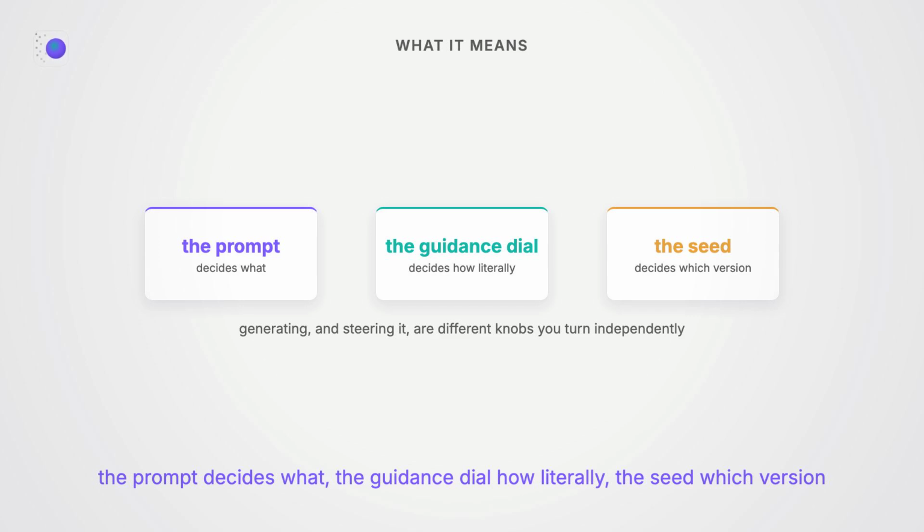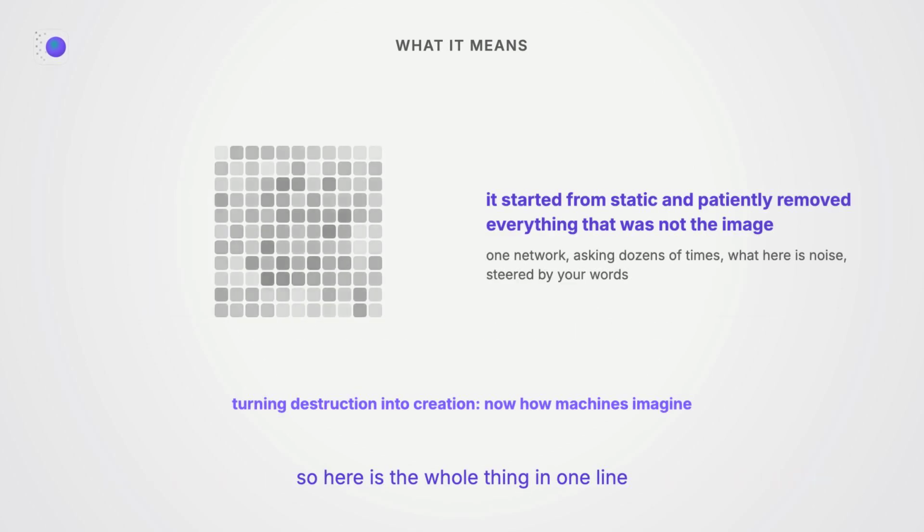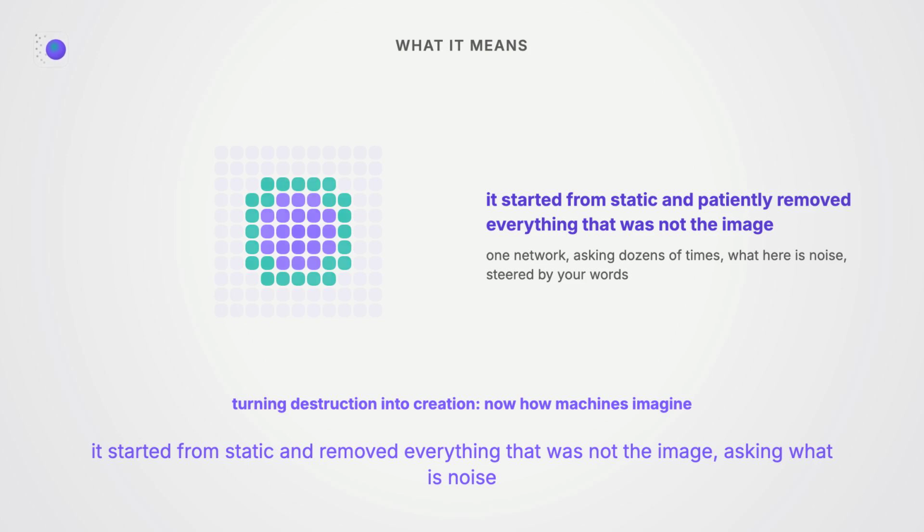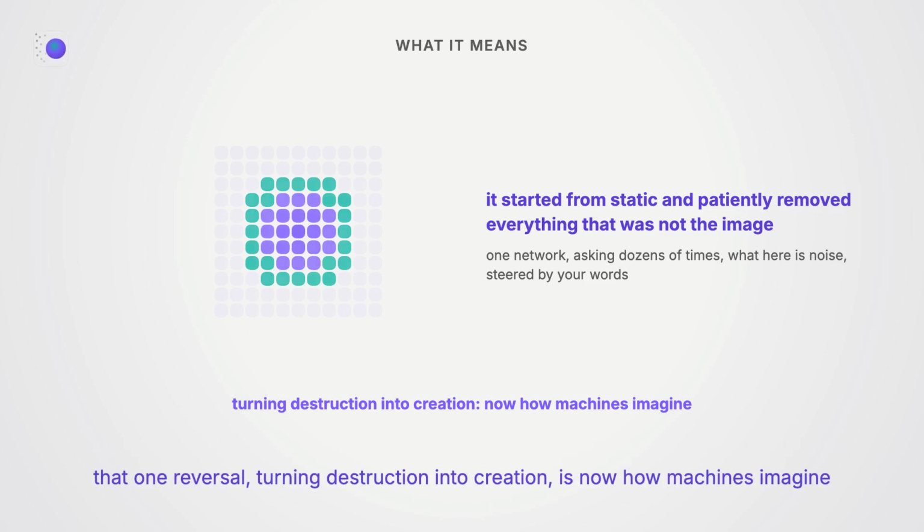So here is the whole thing in one line. The machine never painted your picture left to right. It started from pure static and patiently removed everything that was not the image. A single network asking, dozens of times, what here is noise, steered all the while by your words. And that one reversal, turning destruction into creation, is now how machines imagine.